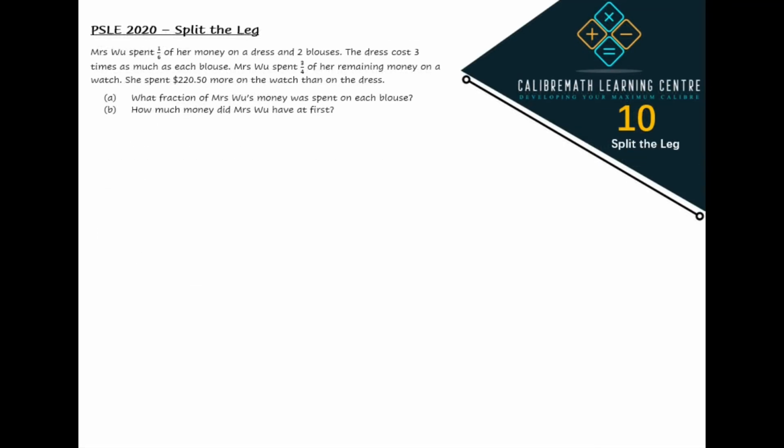And now for our very last strategy, we have split the leg. And here's an example of the split the leg question that appeared in the PSLE paper in 2020. If you want to know the full worked solution of this question, you can check out episode 4 of our Understanding PSLE Math series.